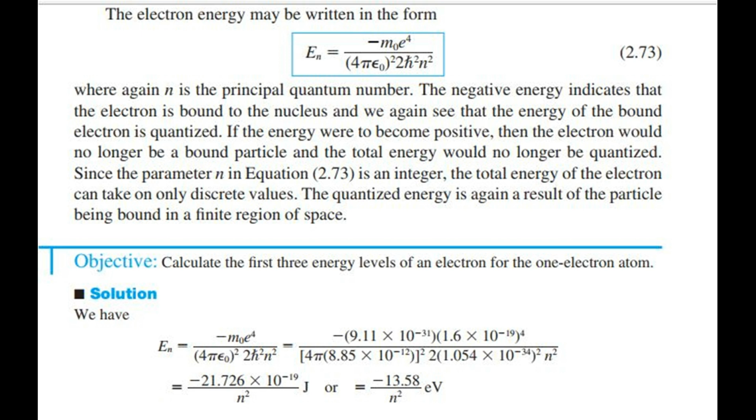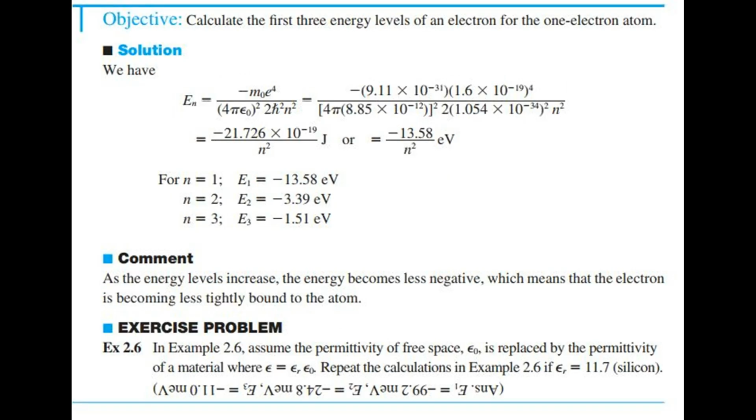Objective: calculate the first three energy levels of an electron for the one electron atom. Solution: we have the results shown. Comment: as the energy levels increase, the energy becomes less negative, which means that the electron is becoming less tightly bound to the atom.